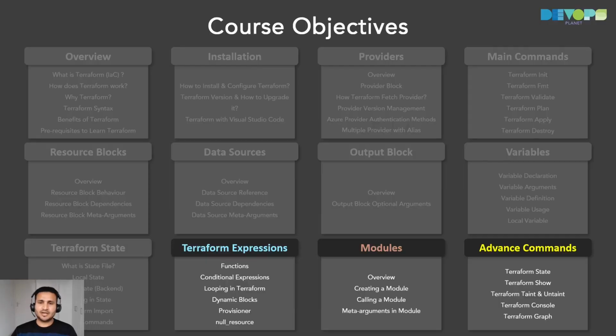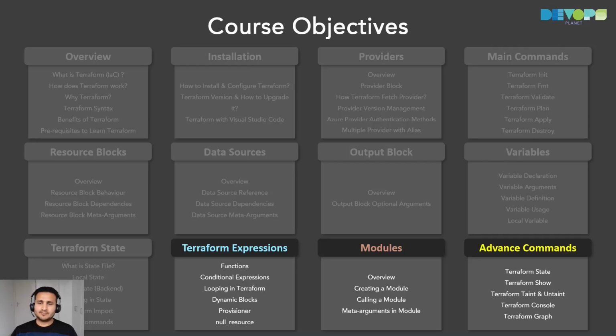So let's take an example. I wanted to deploy 5 resource groups. So now I can write the resource block 5 times to deploy those resource groups. Or I can use the grouping as a Terraform expression to just write one resource block and iterate over it again and deploy the 5 resource groups.